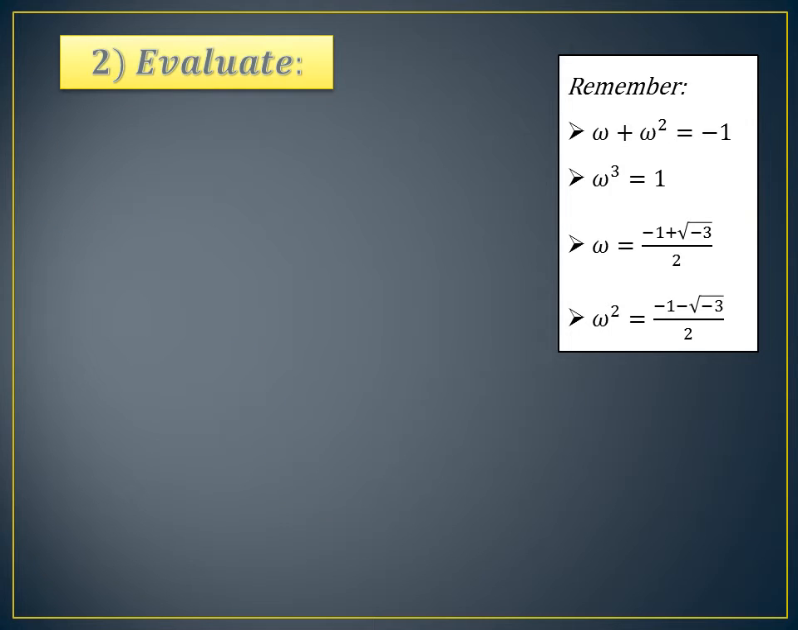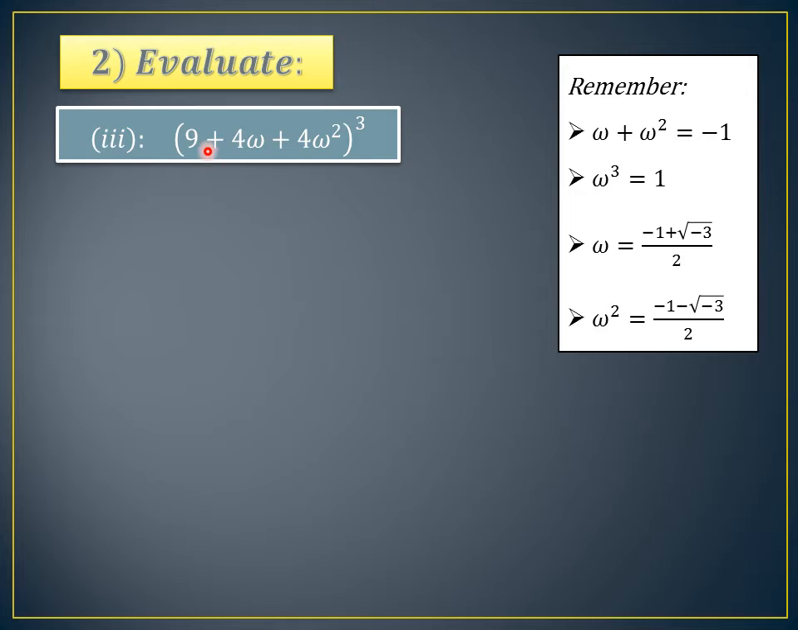Coming to the third part, we have (9 plus 4 omega plus 4 omega square) whole power cube. We have the sign of plus, we have omega and omega square, so only 4 is the digit that we don't need with omega and omega square. So in the solution, we will take 4 as the common digit. 9 will remain the same, plus will remain the same. 4 omega and 4 omega square, we can take 4 as common. The things inside the bracket will be omega plus omega square, and the power of 3 will remain the same.